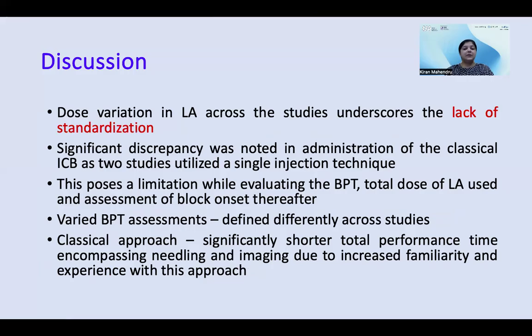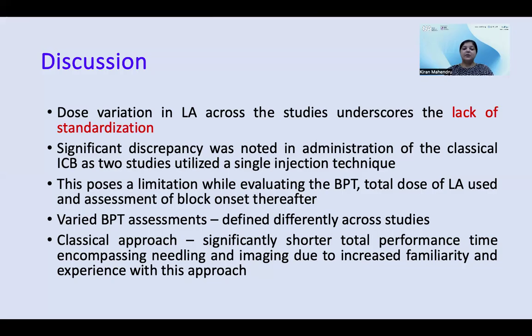Significant discrepancy was noted in administration of the classical approach as two of the studies utilized a single injection technique. This poses a limitation while we evaluate the block performance time, the total dose of local anesthetic used, and assessment of block onset thereafter. There was varied block performance time assessment because this parameter was defined differently across various studies.